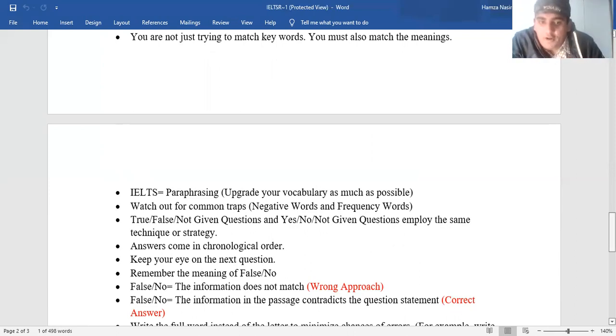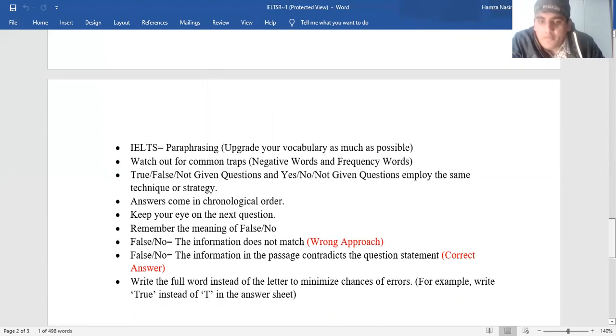Remember the meaning of false, no. False or no means the information does not match, or the information in the passage contradicts the question statement.